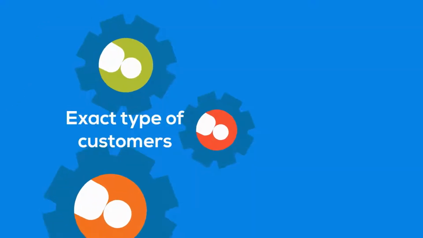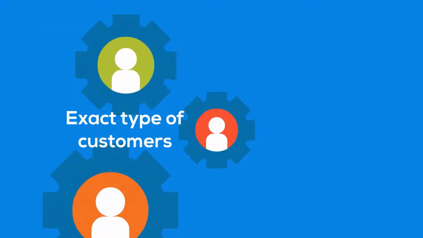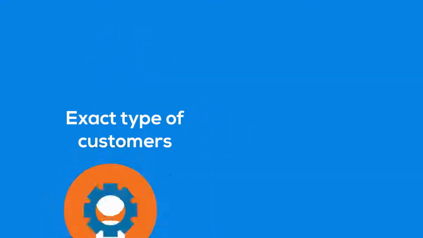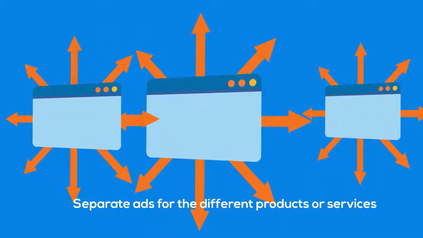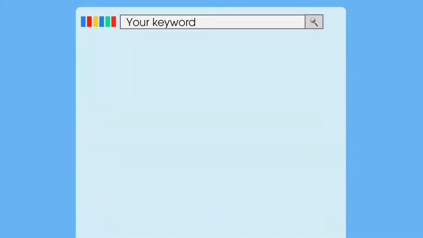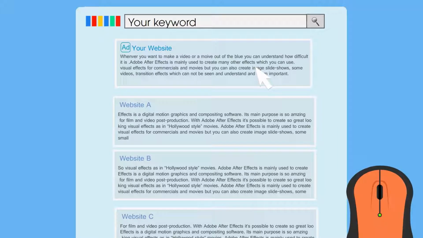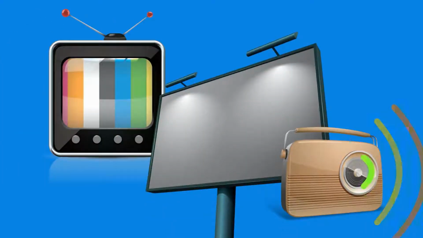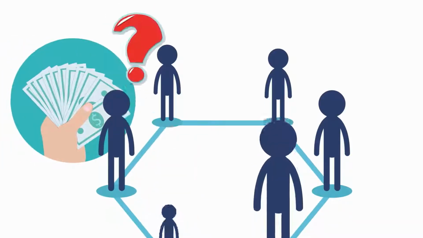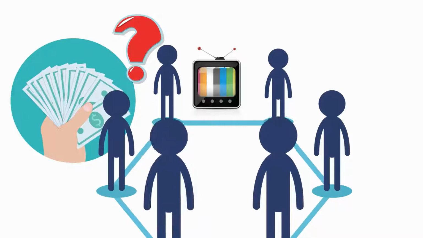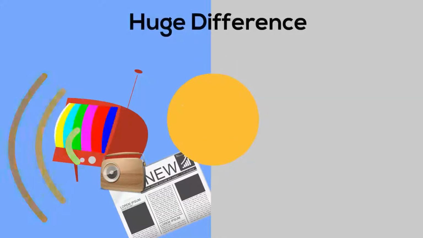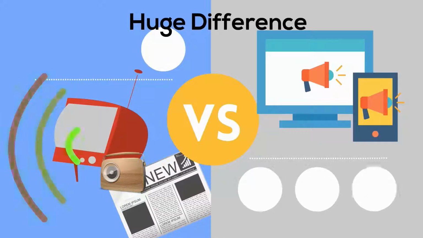Wouldn't it be nice to finally target the exact type of customers you want to do business with? And create separate ads for the different products or services you wish to advertise for. With PPC, you only pay when qualified people interested in your offer click on your ad. Now compare this to traditional advertising. Do you only pay for people who have actually watched your commercial, read your newspaper ad, or saw your billboard? There's the huge difference.